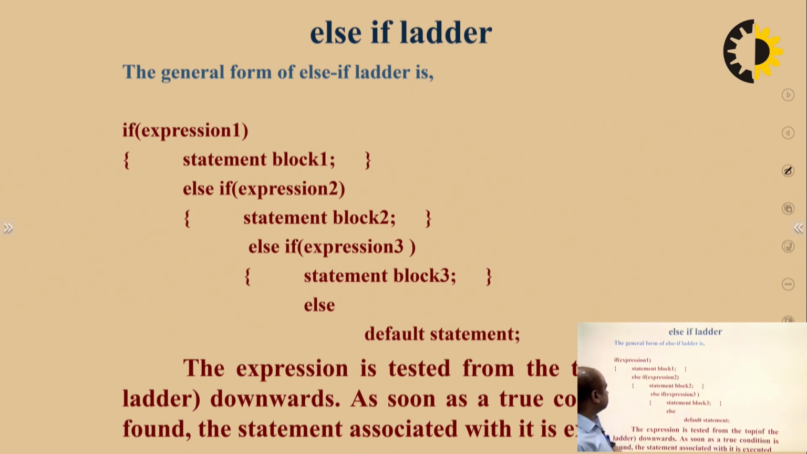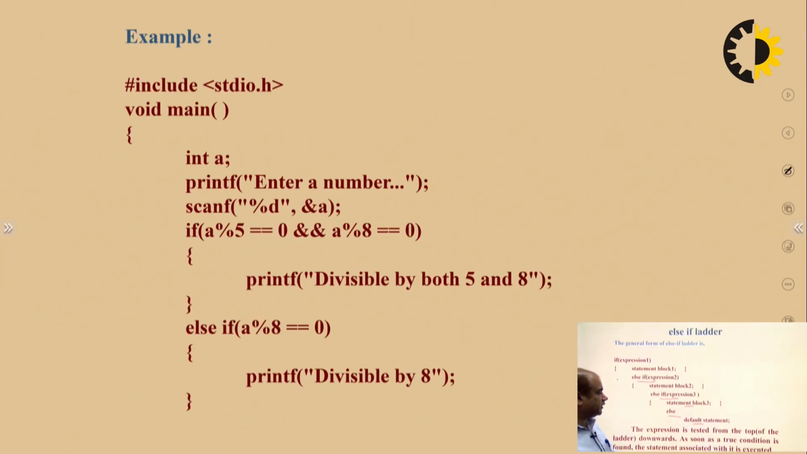So, if expression 1 is true, statement block 1 will be tested and executed. Otherwise, expression 2 will be tested and block 2 will be executed. If that is not true, in that case, expression 3 will be tested and block 3 executed. If that is not true, in that case, the else statement will be executed, that contains the default statement for this if statement. So, the expression is tested from the top of the ladder downwards. As soon as a true condition is found, the statement associated with it is executed.